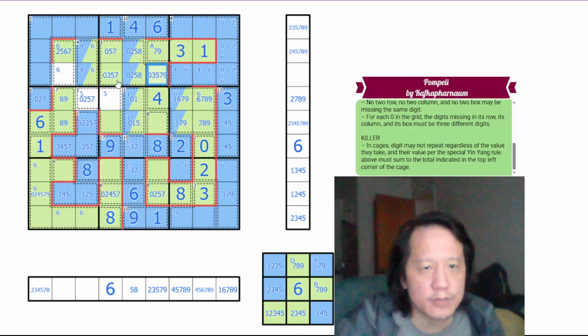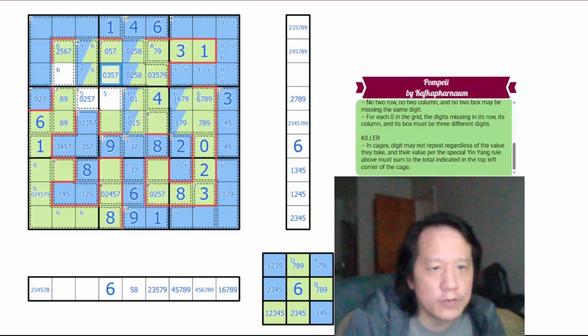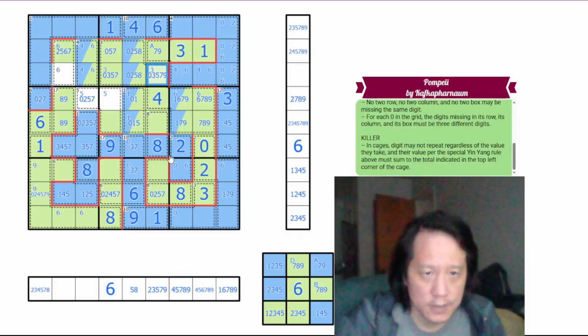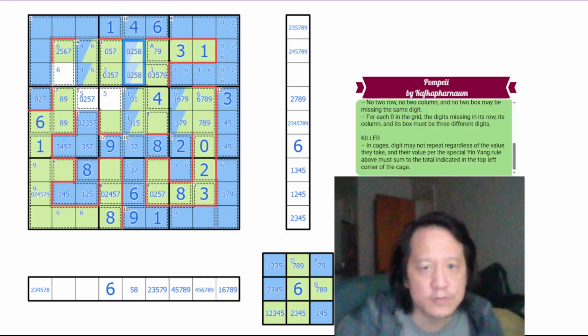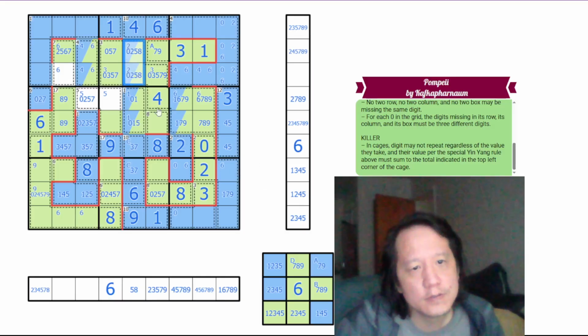Three has to be one of these two here. So we know we have a guaranteed 3 here. 5 has to be one of these 5. 2 obviously is one of those 2. We don't know about 7, 8, or 9, though.